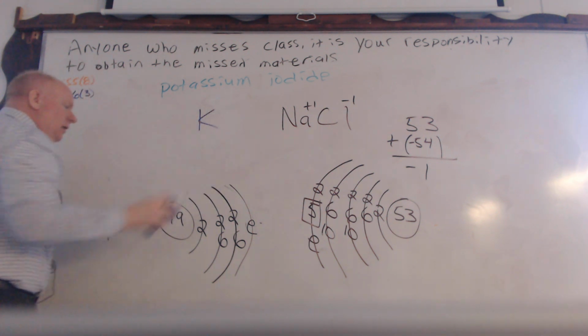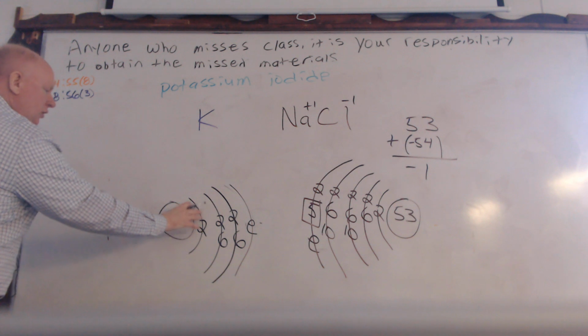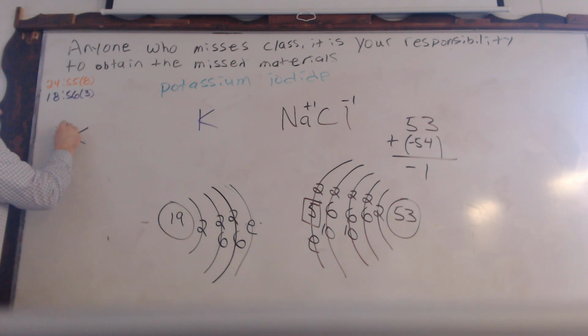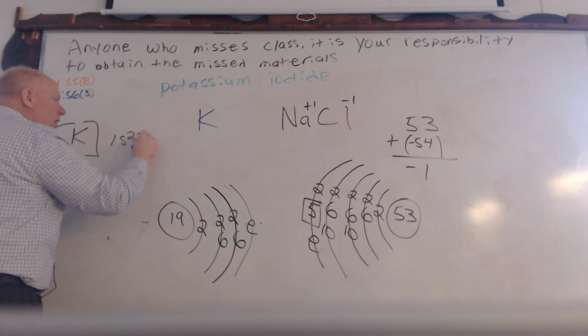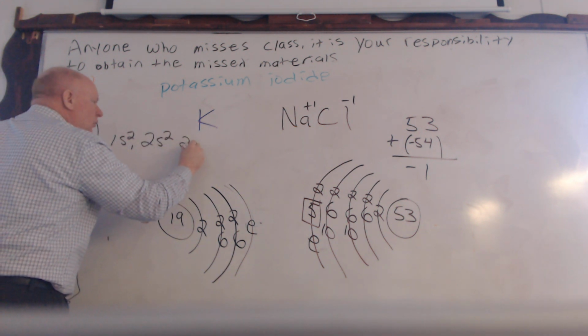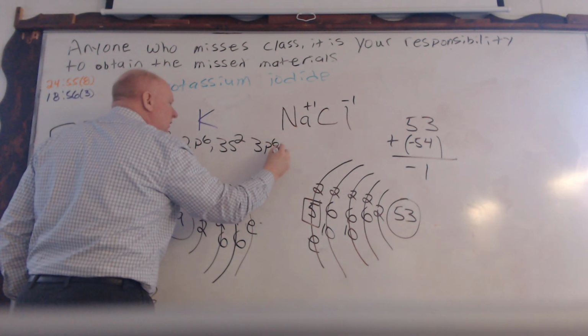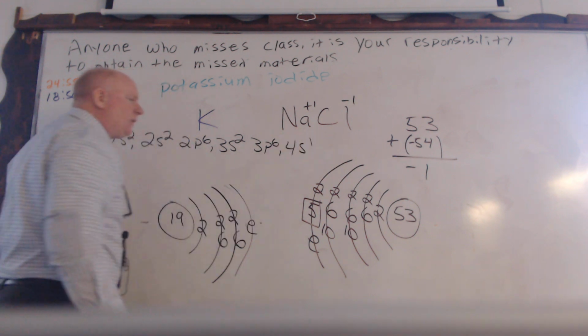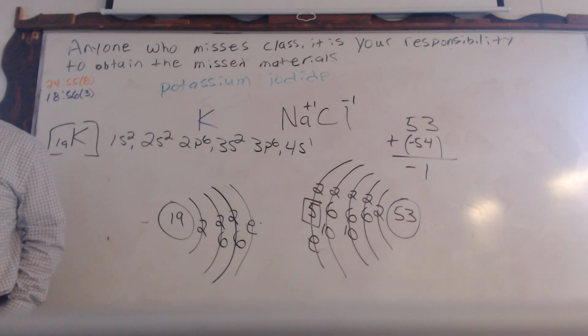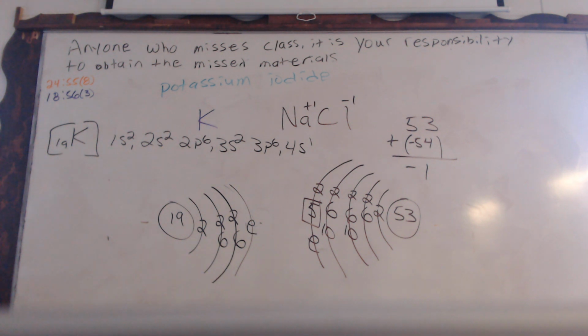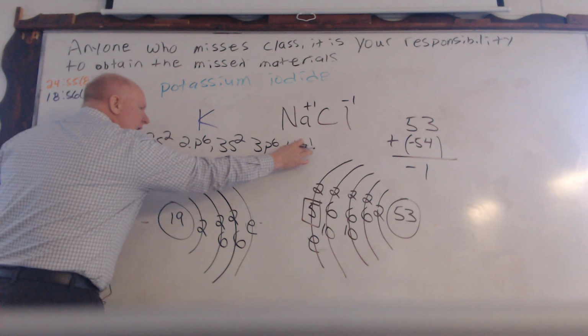Again, you can write all of these elements out if you wanted to. In other words, 1s2, 2s2, 2p6, 3s2, 3p6, 4s1. So if you add all of those exponents together, what do we get? 2 plus 2 plus 6 plus 2 plus 6 plus 1. Well, that's 10, that's 18, that's 19, right?